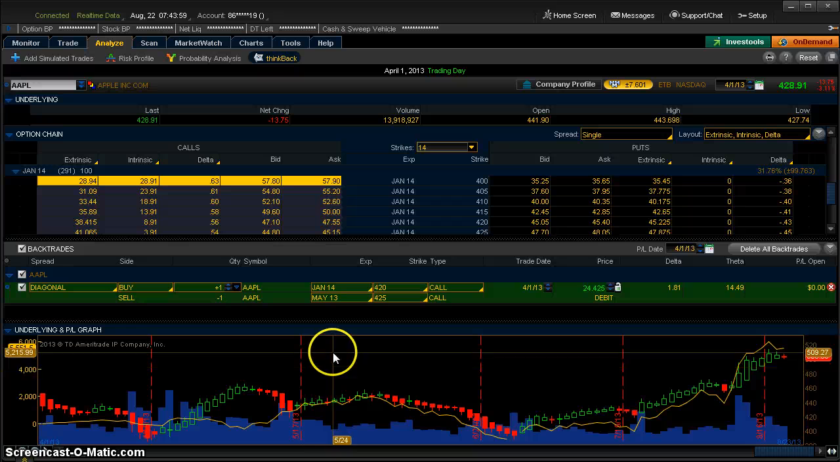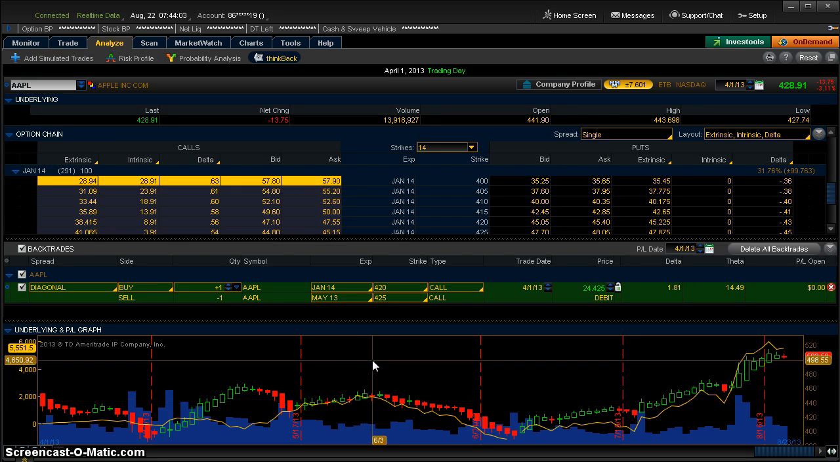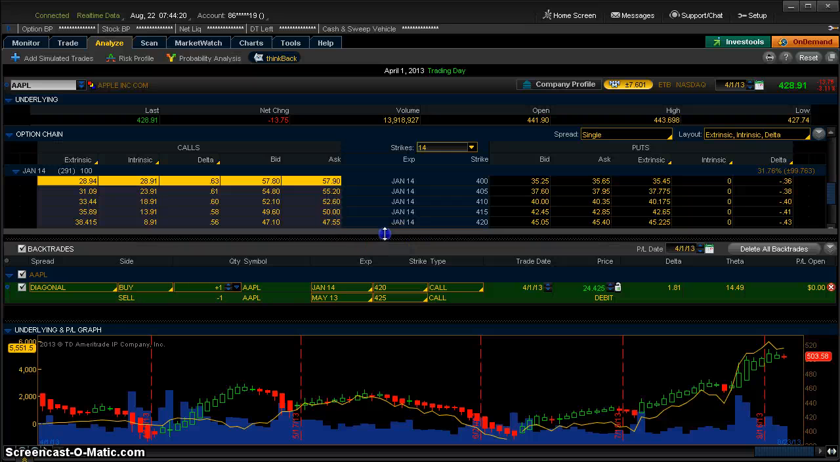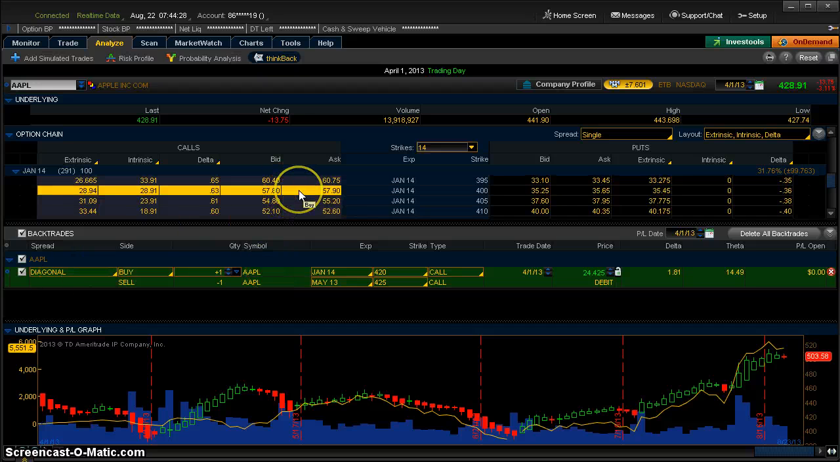So this is a good way to test out what is better for you. Let's just break this down here. Let's see the Jan 14s 420, the May 13 shorts at 425. So this thing made money. Let's see what happened. I think an easy way to do that would be to break this trade down into each of its parts. So I'll leave this here, and then we'll go back and look at each component separately.